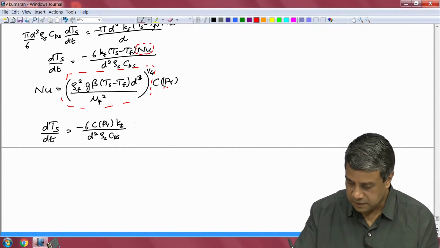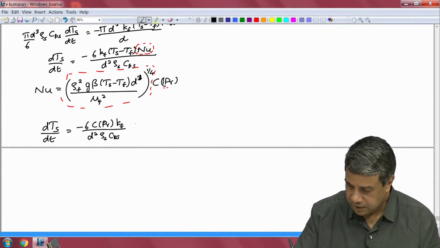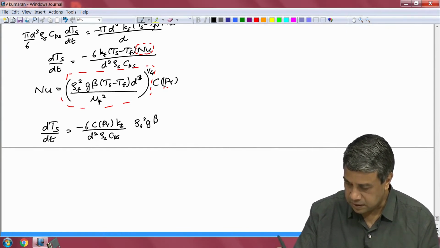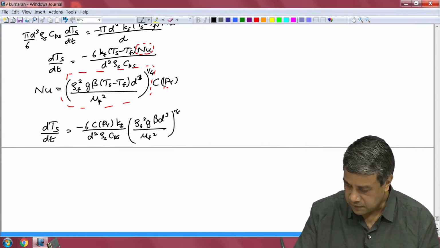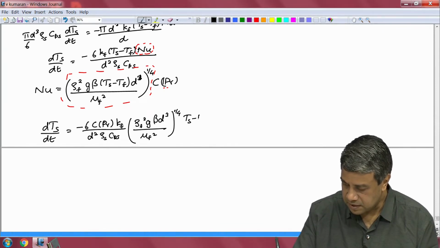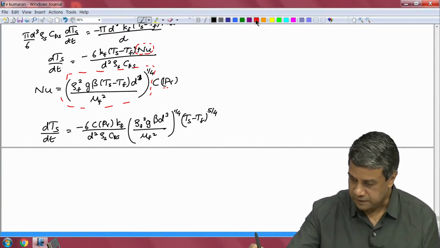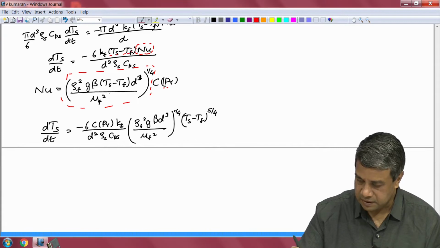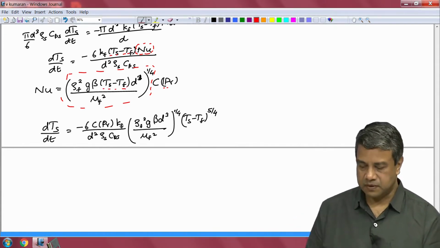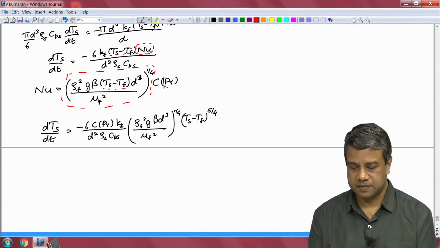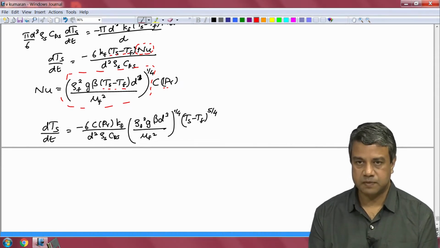And then I have (rho f square g beta d cubed by mu f square) whole power 1/4, into (Ts minus Tf) whole power 5/4. So, I have a factor of Ts minus Tf here and Ts minus Tf power 1/4 here. So, that becomes Ts minus Tf power 5/4.